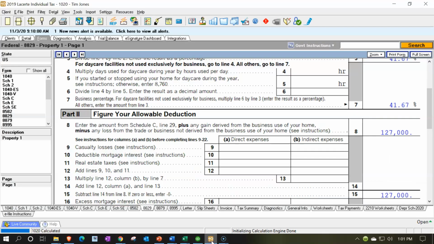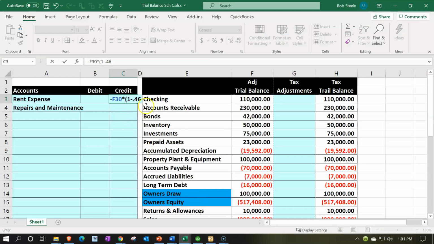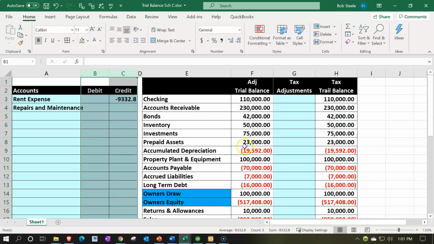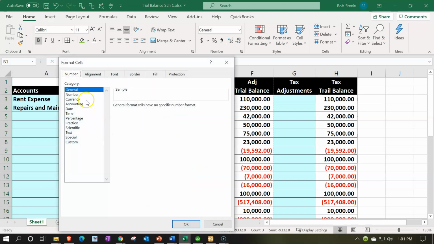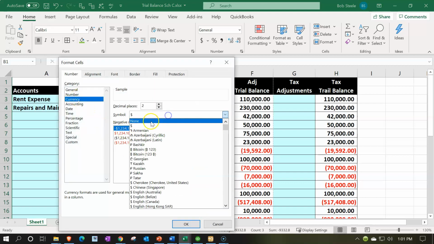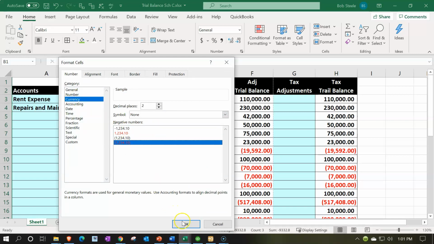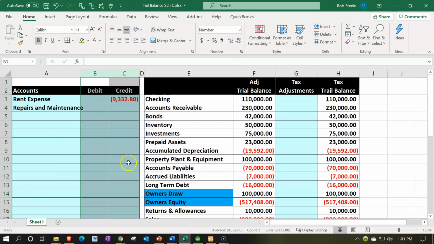0.4167. And so that's the amount that is not going to be deductible. I'm going to highlight these two cells and format them like these cells over here now so that I get the bracketed numbers. Right clicking, I'm going to format the cells, and we're going to say I want currency, no $ sign, red and bracketed negative numbers, and OK. So there we have it.